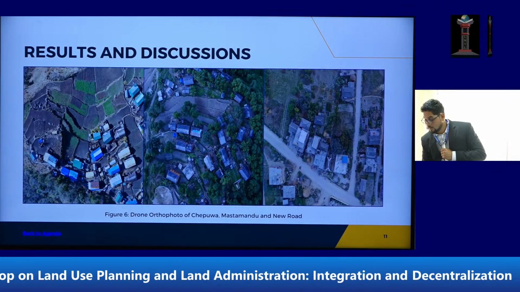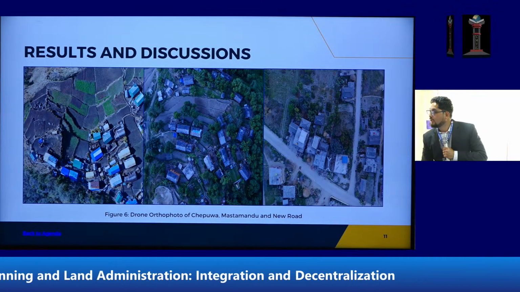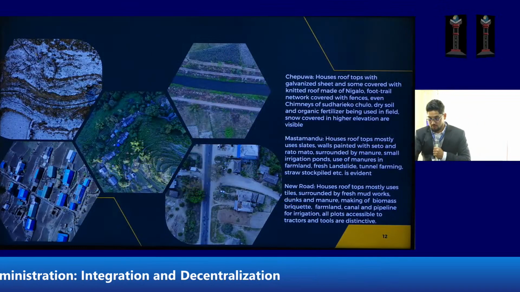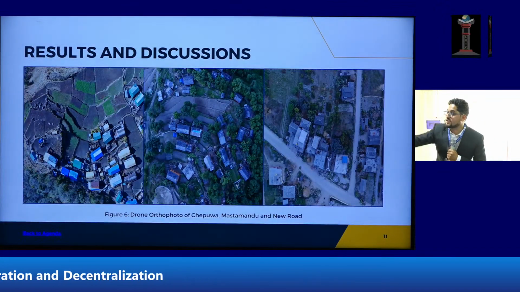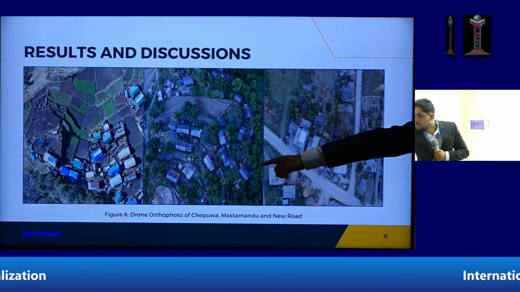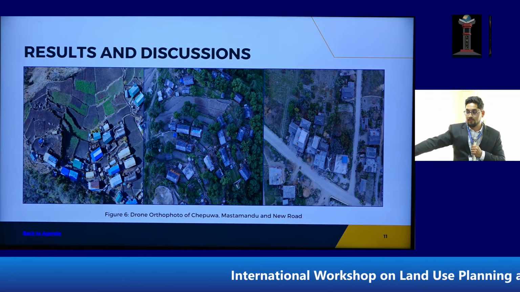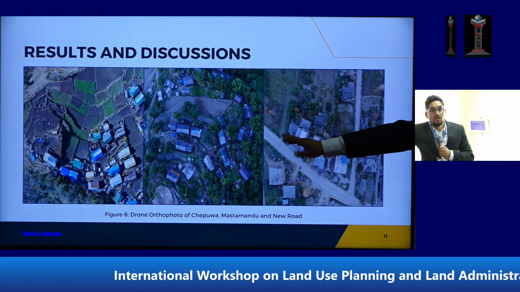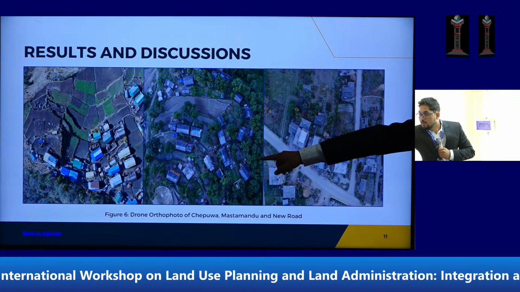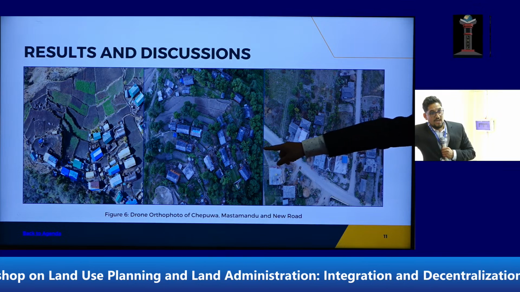And here I want to invite you to see these images closely. The first one is for the mountain, the second one for the hilly, and the third one is the Tarai region. So you can see the building resources. The first one, galvanized sheet, right?